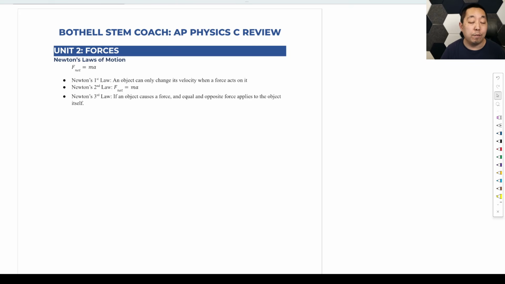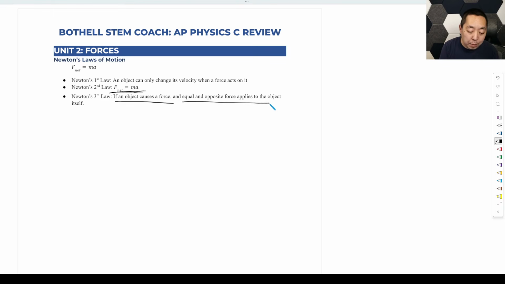All right, so now we're going to look at forces, the second unit for our exam review. And really just at the beginning, you've got to remember Newton's three laws of motion, F net equals ma. That's our key equation for the entire unit. Newton's third law is also important: the equal and opposite force is on the other object.